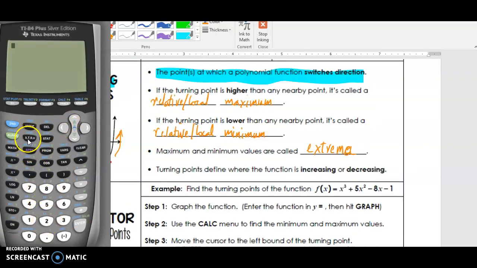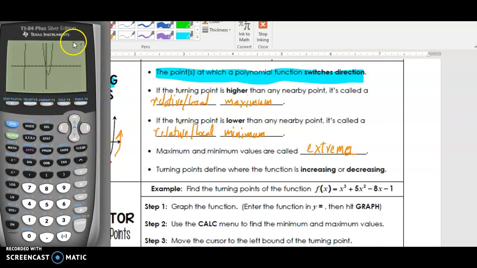We'll quickly enter x cubed plus 5x squared minus 8x minus 1. Oh, my bad. I should be doing that on the y equals screen. Here we go again: x cubed plus 5x squared minus 8x minus 1. So if you look at the graph, this is what you get.